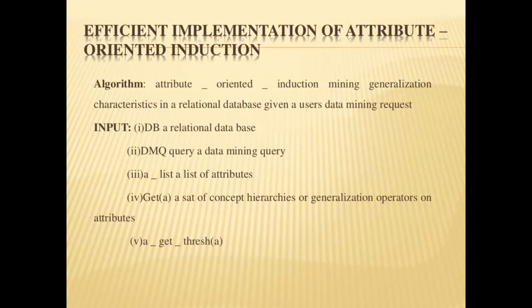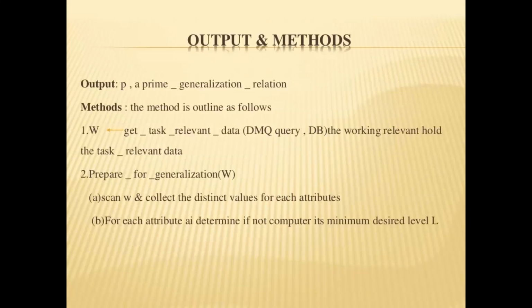Efficient implementation of the attribute-oriented induction algorithm. Attribute-oriented induction mines generalized characteristics in a relational database given a user's data mining request. The input is a relational database DB, a data mining query DMQ, a list of attributes, a set of concept hierarchies or generalization operators on attributes, and attribute generalization thresholds. The output will be P, a prime generalized relation. The method is outlined as follows.